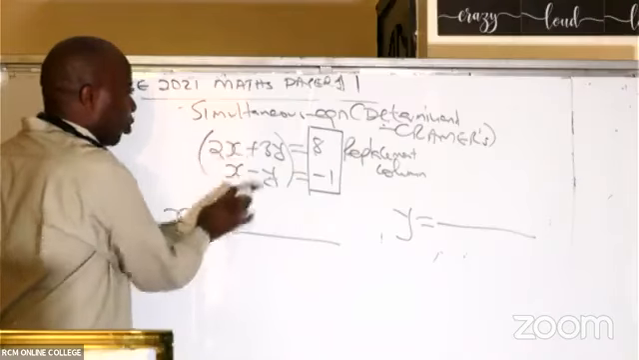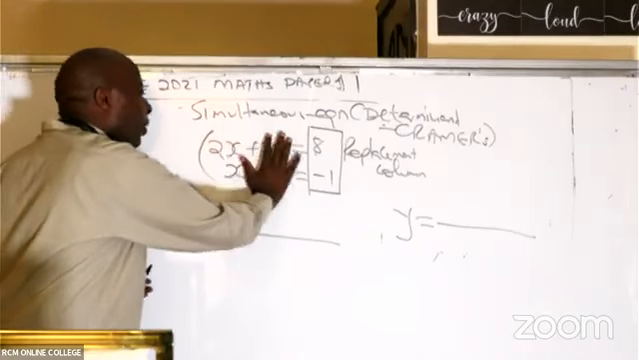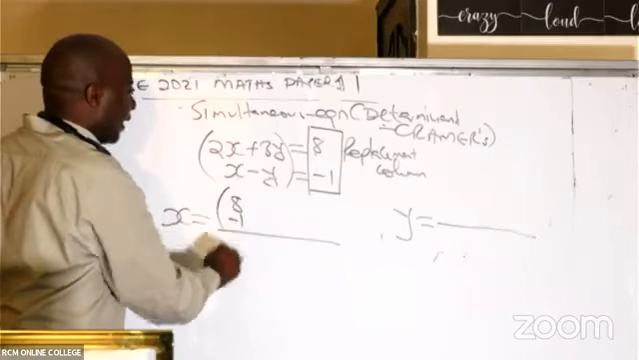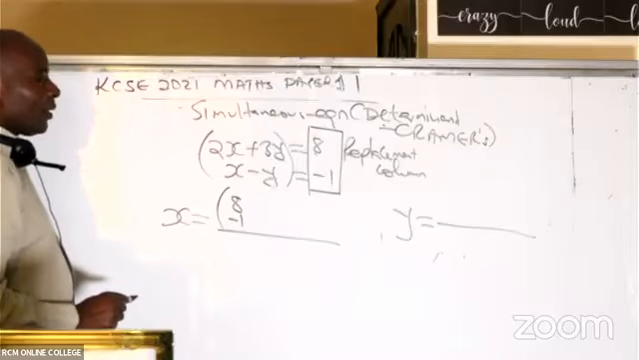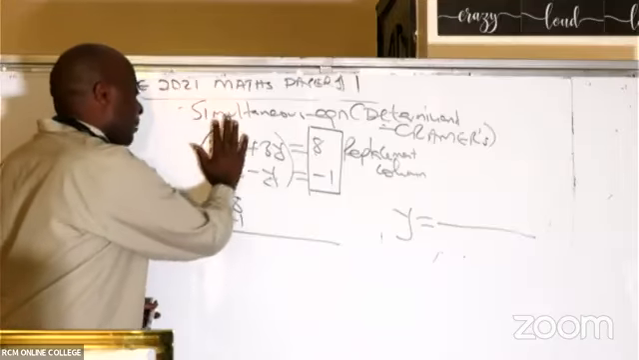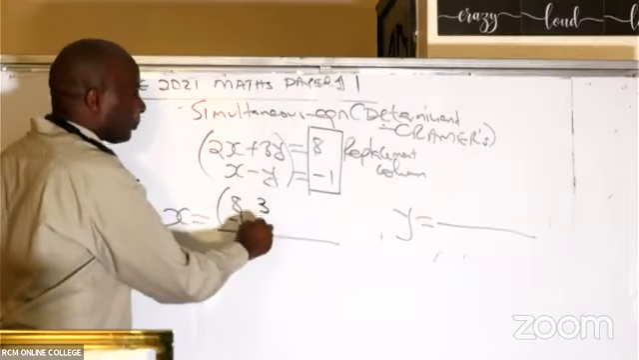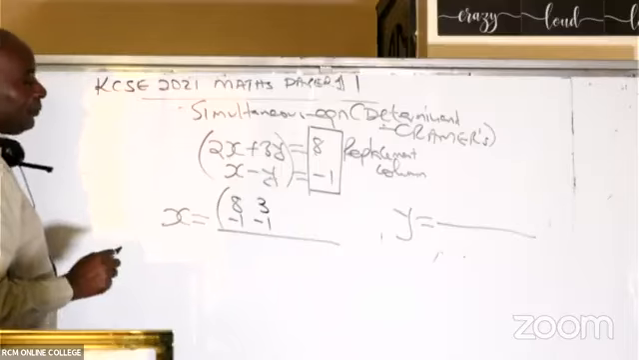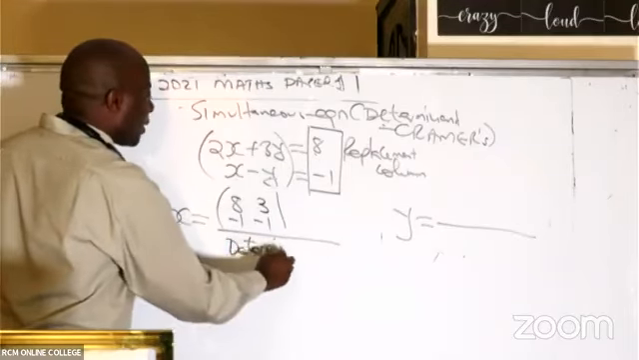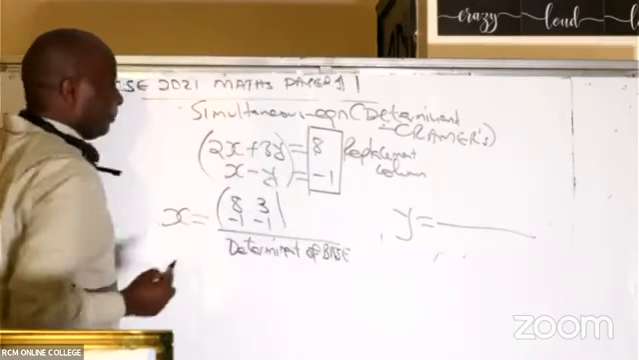In this case, there are 2 columns, but because I want to get the value of x, the column of x must be hidden. The other column will remain. So I'll be left with 8 and -1, like that. All right. If I want to get x, the column of x must be hidden, and then you bring the replacement. The other column remains as it was, 3 minus 1. All over the determinant of the base.